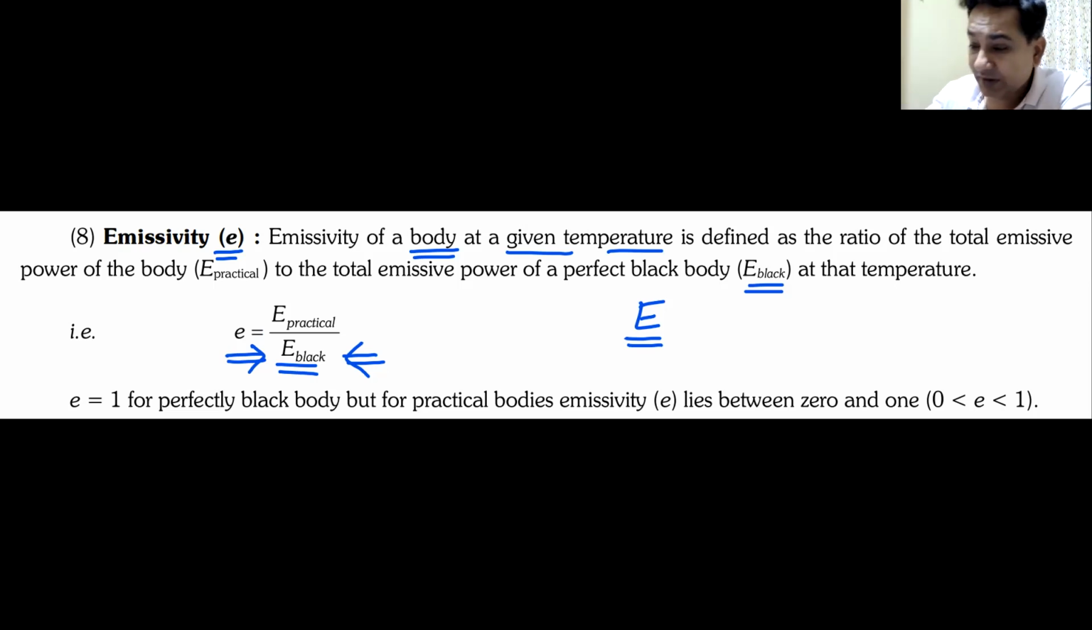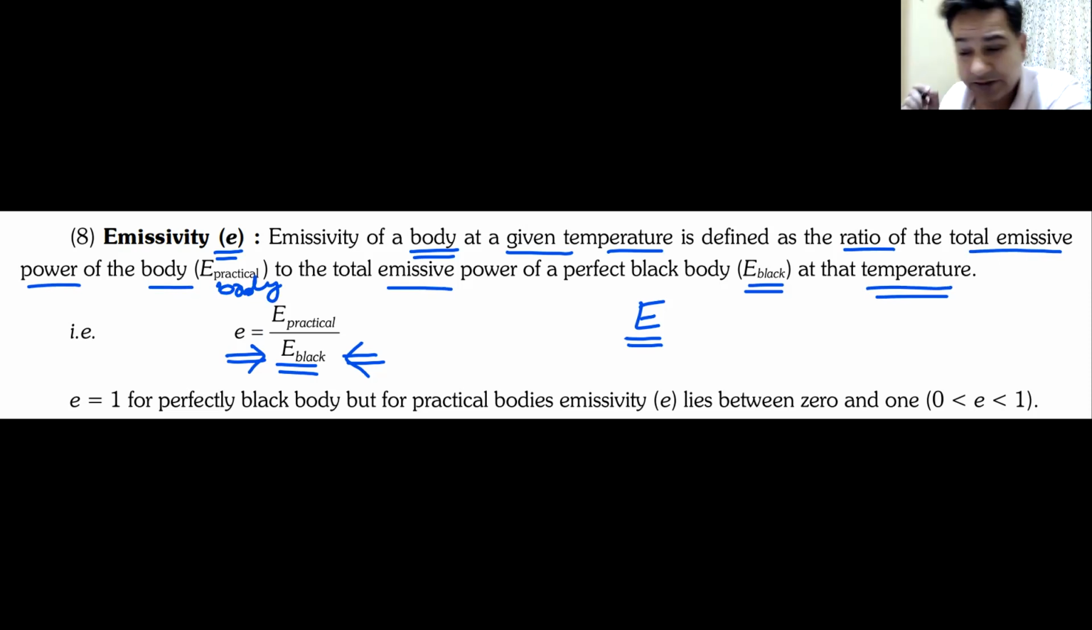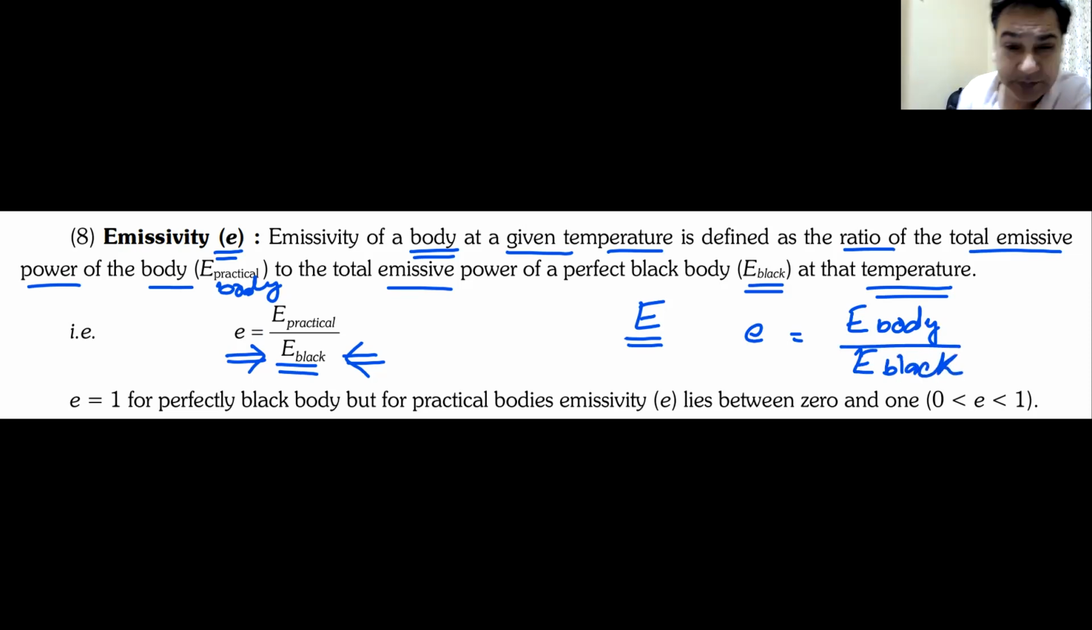So emissivity of a body at a given temperature is the ratio of the total emissive power of the body, you can write it E practical or E body, to the total emissive power of a perfectly black body of the same size, same shape, same dimension at the same temperature. So emissivity E will be emissive power of any body divided by emissive power of the black body of same size, same shape, same dimension, but it is a black body. Do we understand this?